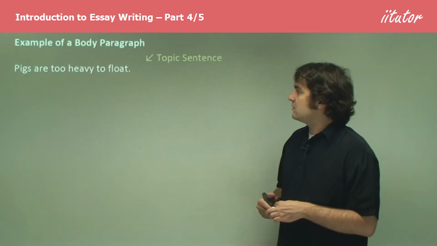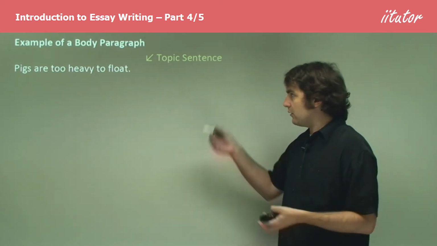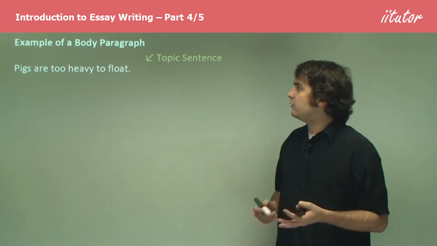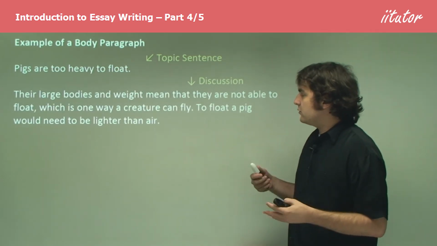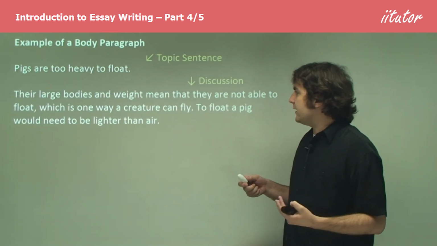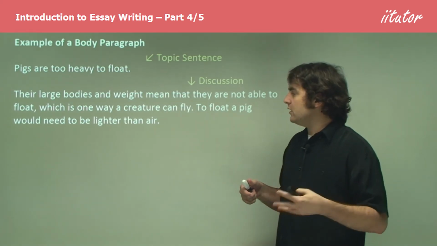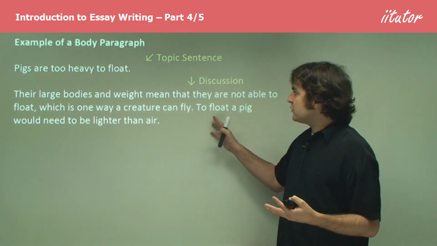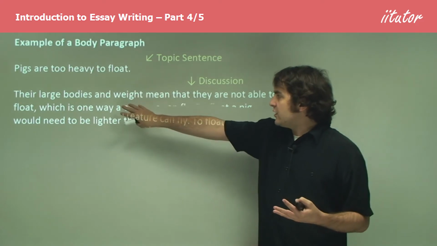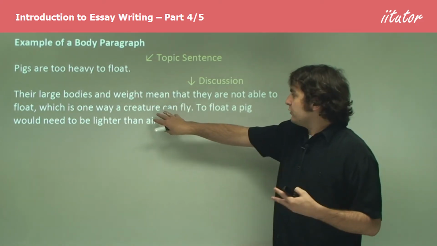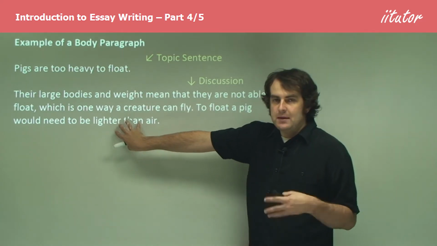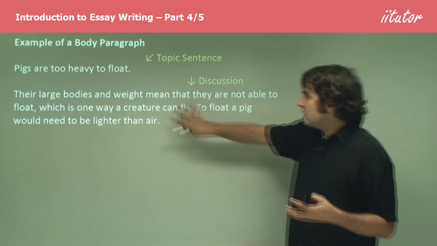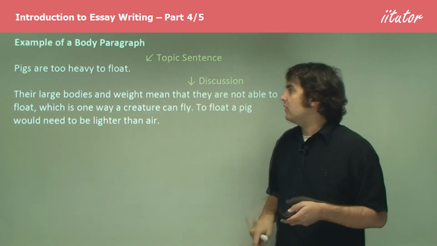So our topic sentence, pigs are too heavy to float. We wrote that down before, but that's our example of a topic sentence here. Their large bodies and weight mean that they're not able to float, which is one way a creature can fly. To float, a pig would need to be lighter than air. So these are reasons why a pig can't float. They have large bodies, they're heavy, they're not able to float, which is one of the ways a creature can fly. They need to be lighter than air, which a pig is not. So all of these are reasons why pigs are too heavy to float.